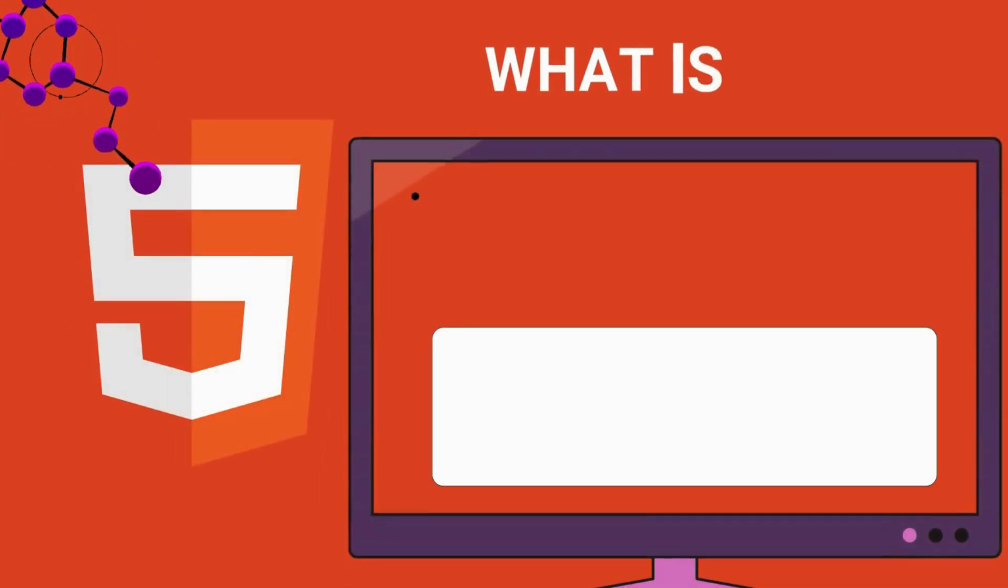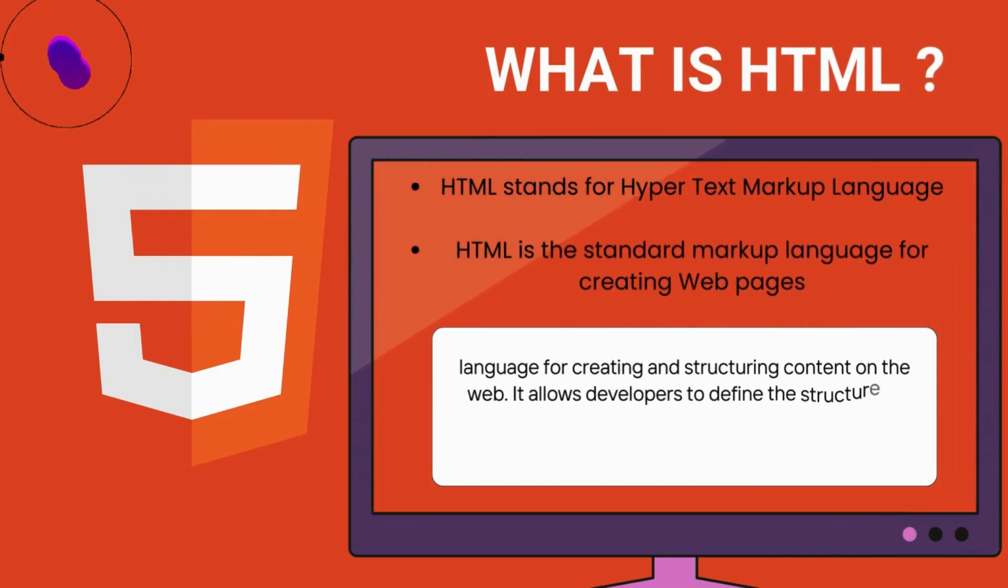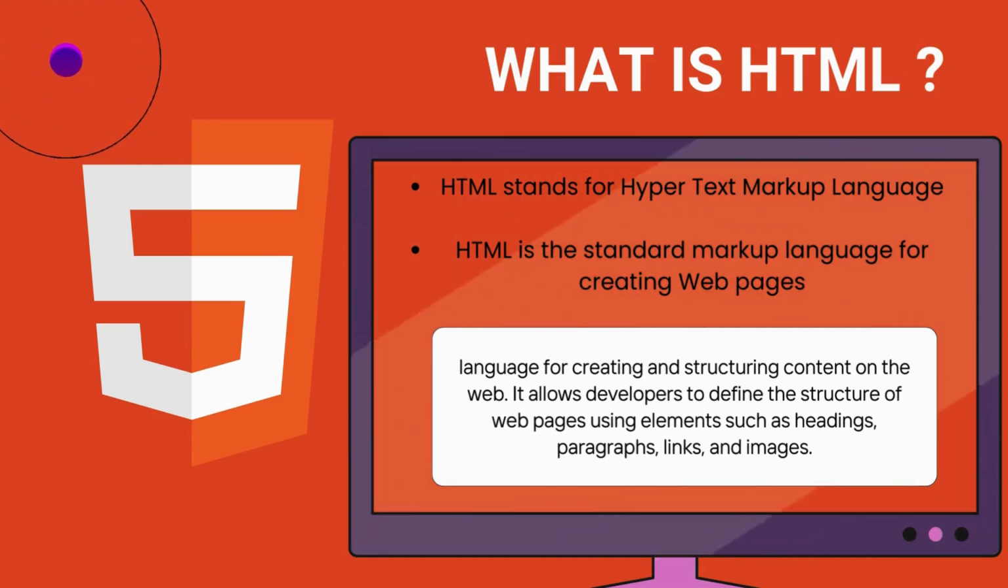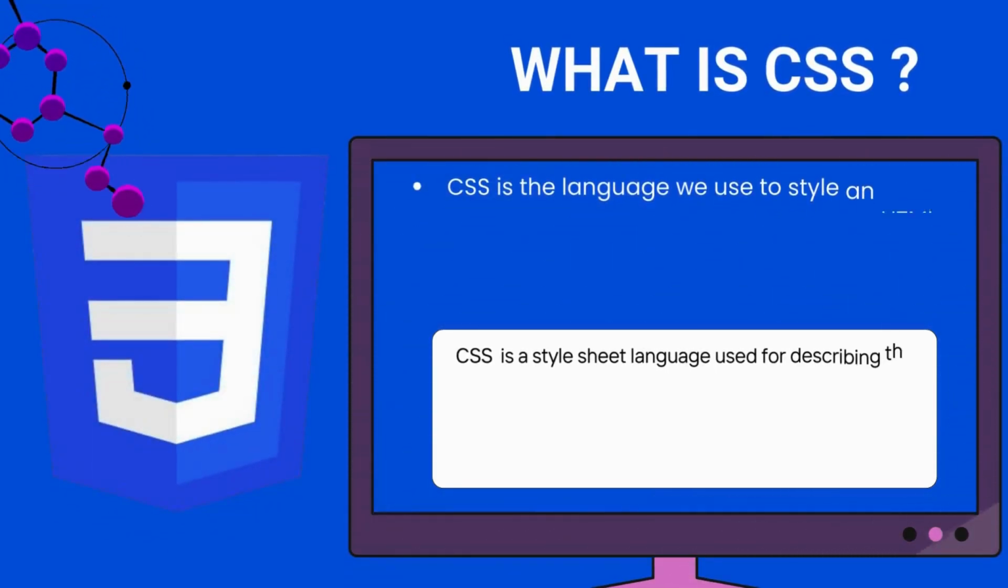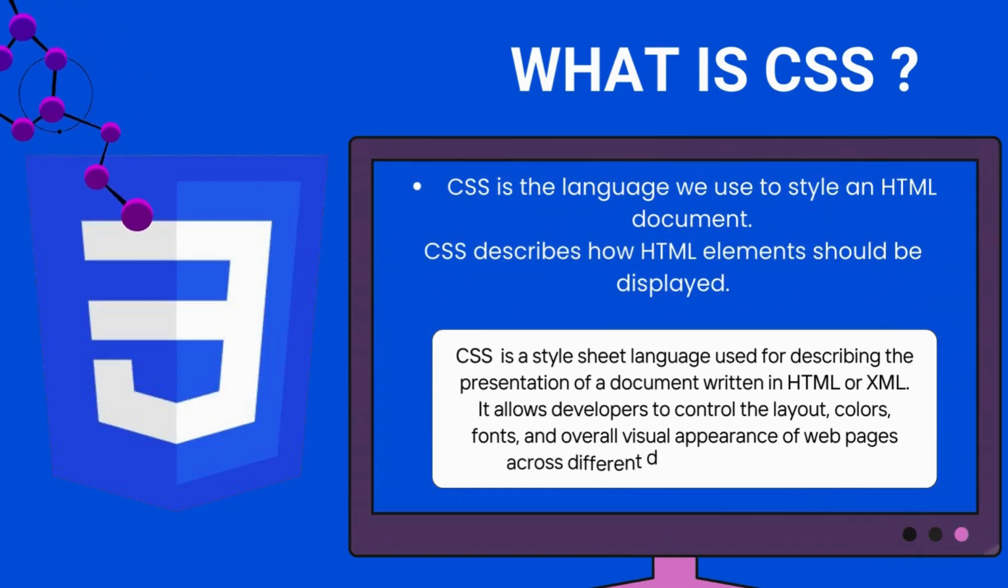What is HTML? HTML stands for Hypertext Markup Language, which is used to format a structure for the web pages. It contains elements like headings, paragraphs, links, and images, and many more. What is CSS? CSS stands for Cascading Style Sheets, which is used to style the web pages, their appearance and display. CSS contains layout, colors, and fonts, and many more.